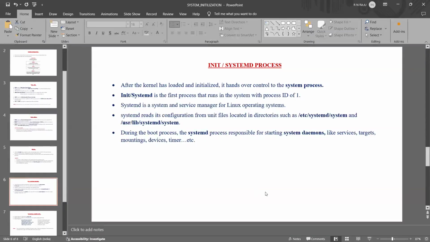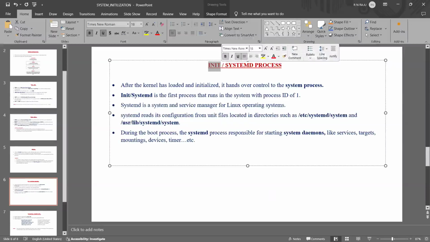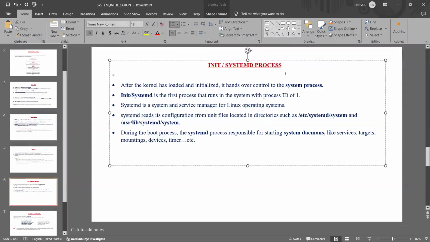And now the last stage, I mean the init or systemd process. Once the kernel is loaded, the kernel will call your systemd process. So what is systemd or init? Init is the old process, but systemd is the new process. After the kernel has loaded and initialized, it hands over control to the systemd process.